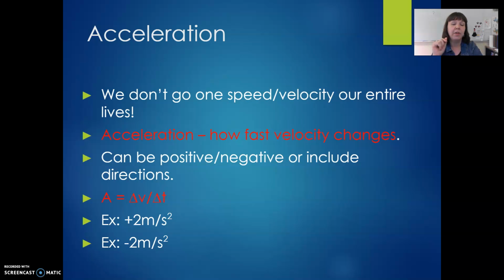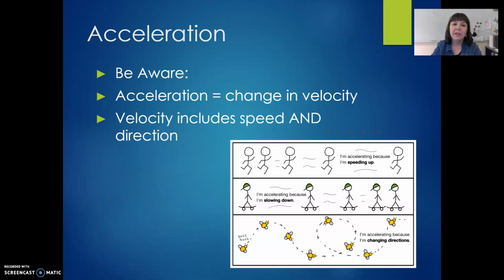Okay, so we could have positive 2 meters per second squared, and we have per second squared because it's meters per second, so we combine. We could have negative 2 meters per second squared, which would mean that we are either decreasing our velocity or we could be going backwards. Either way could be happening. So beware that acceleration is our change in velocity.